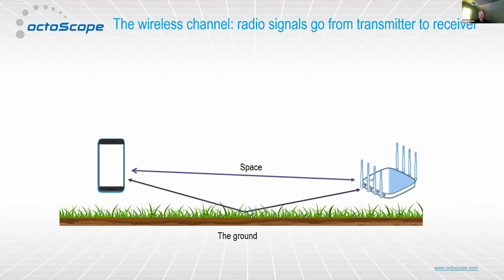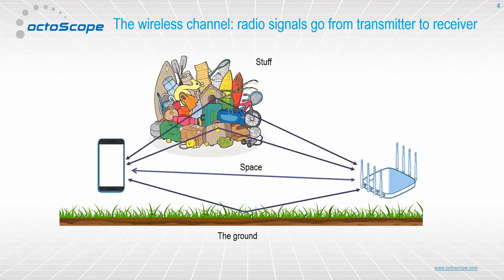The ground is a big one, especially depending on your technology. That's a key one in things like television wireless and outdoor cellular systems. And then there's all the other stuff that's going on in the environment.